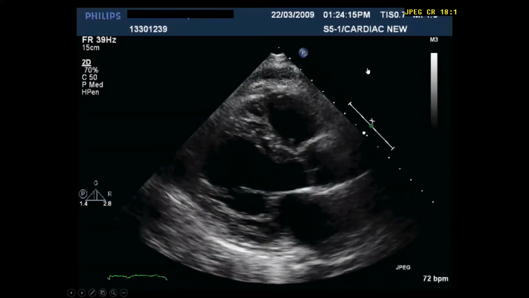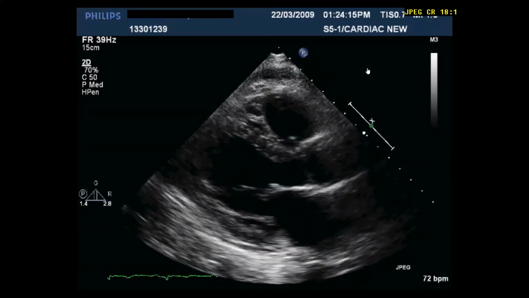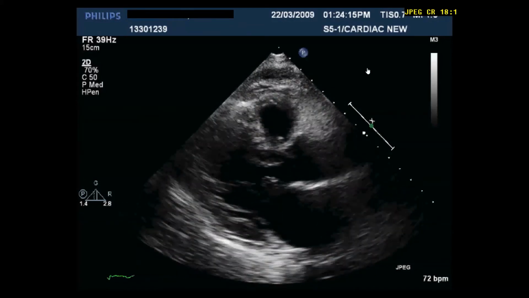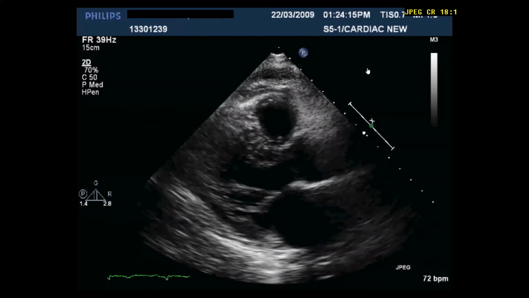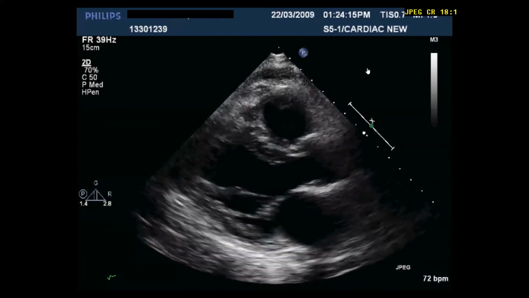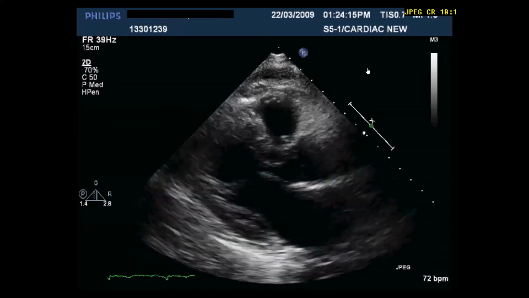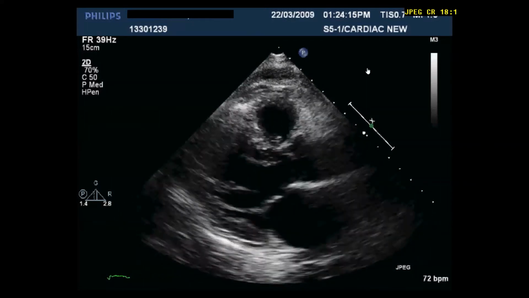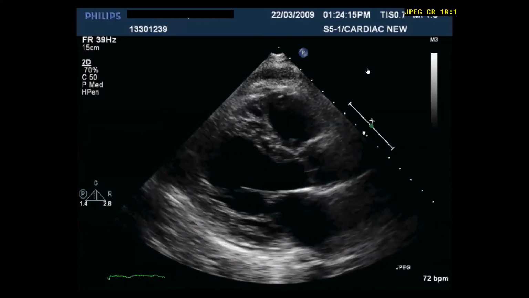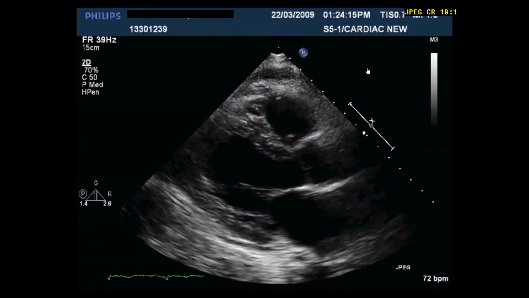Now, what do you see here? This is a parasternal long axis view, showing a normal left atrium with LVH, mainly the septum.